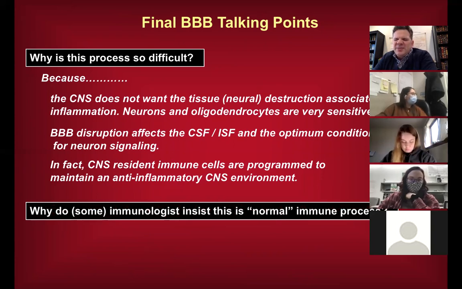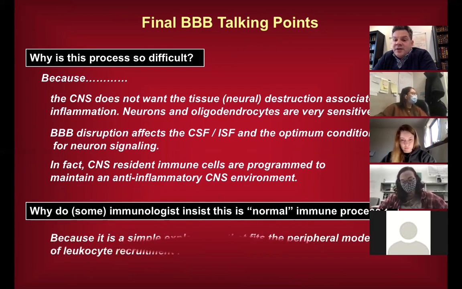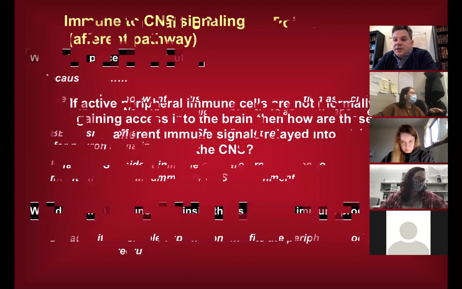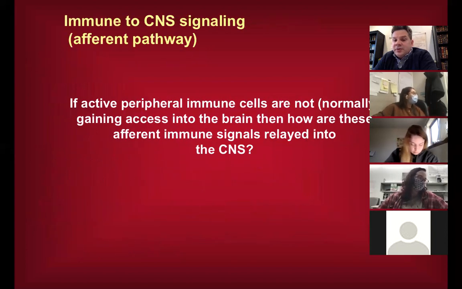So why, sometimes when you read these papers done by immunologists, do they make it sound like that's the main way immune cells communicate to the brain? Because to them, it makes perfect sense, and that's how cells get into other tissue. But it's not. It's too simple of an explanation. It turns out there are very sophisticated ways to get cells to communicate with the brain.